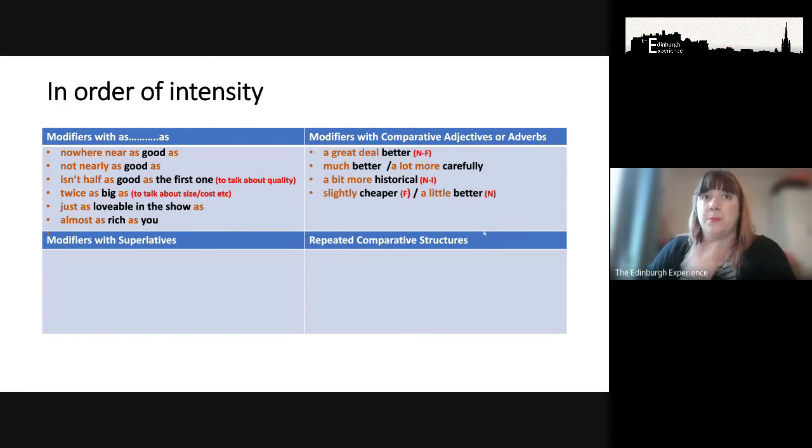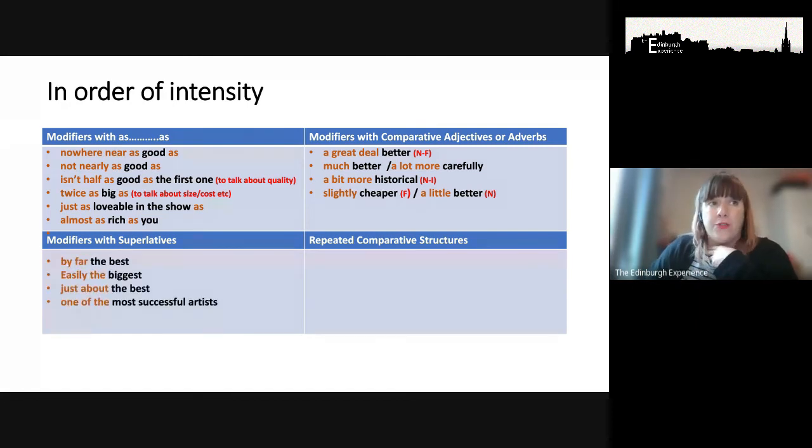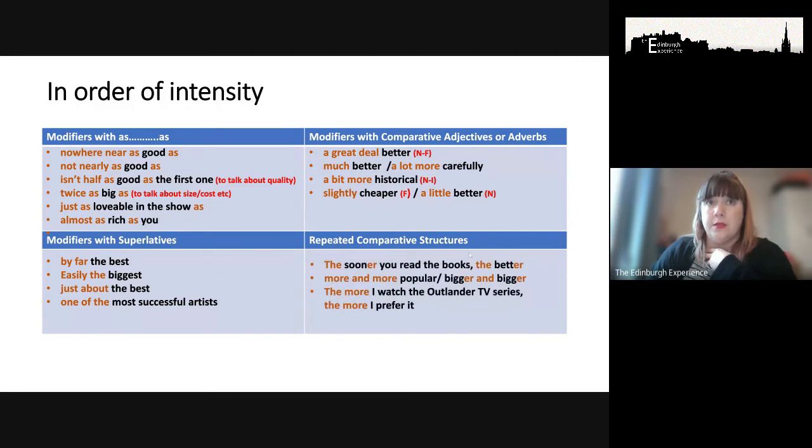Over here, guys, it's important as well to think of the register as well as the intensity. So a great deal better is sort of a neutral to formal one, which would look so fantastic in something like a report or an essay. And a bit more here is a much more neutral to informal one. And here you have 2 options, right? Slightly has a more formal tone and register, whereas a little is a bit more neutral. Okay. Our modifiers would be like this in order of intensity. And these ones here, not really a difference with the repeated comparative structures. Okay. They're more or less the same, right?